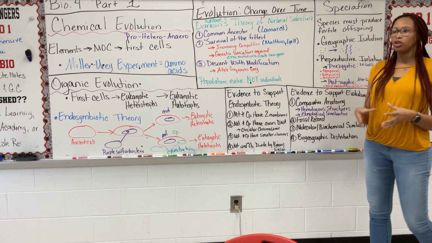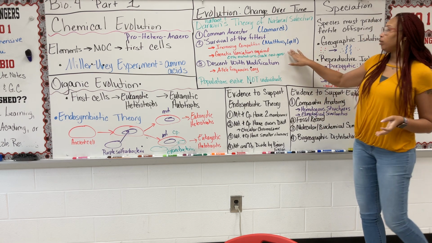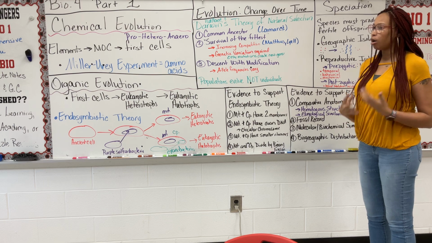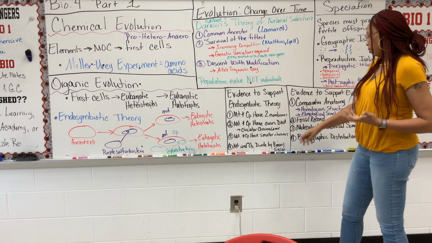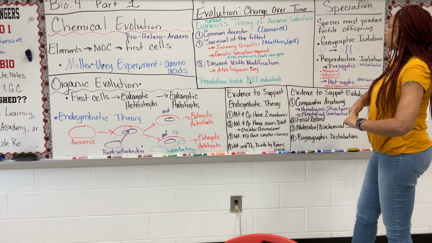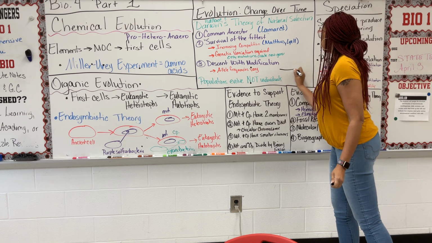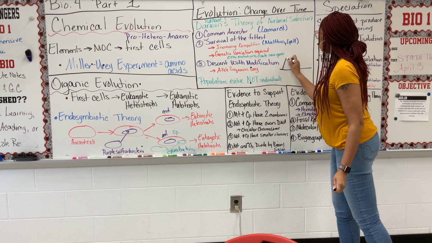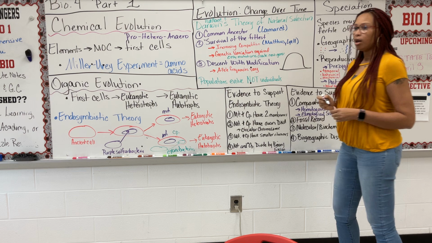So the goal is to keep the genes in the gene pool. Now, the only way that evolution can happen is if there's already variation within the population. So we often look at this. We can show how natural selection can actually drive populations.